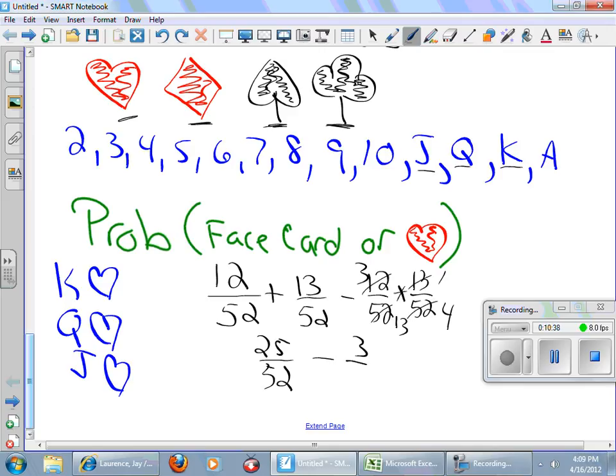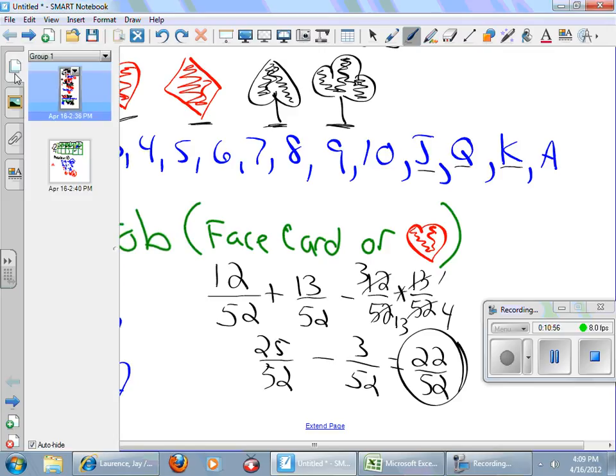I'm going to get 2652. And I got lucky there. That will subtract down to 22/52. And there we go. All right, 22/52. That's how simple this is.